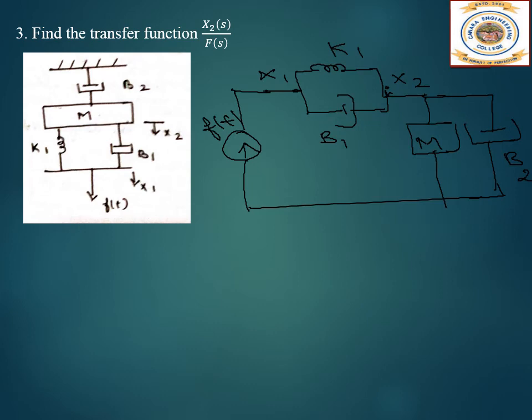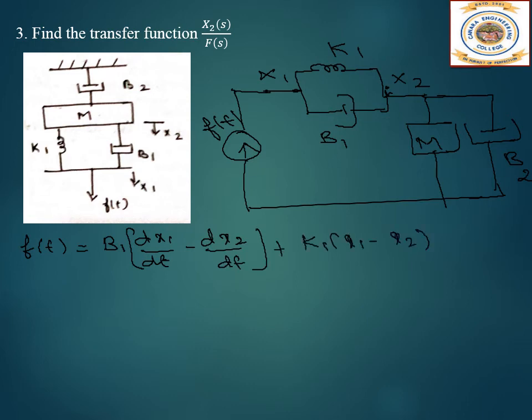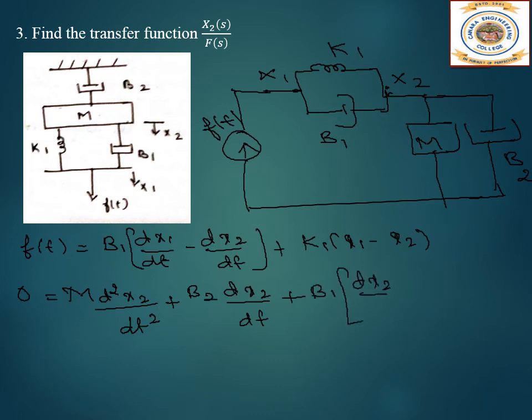Now let us write the equilibrium equations. For node x1, f of t is equal to b1 (dx1 by dt minus dx2 by dt) plus k1 (x1 minus x2). Then for node 2, 0 equals m d squared x2 by dt squared plus b2 dx2 by dt plus, then we take b1 and k1, b1 (dx2 by dt minus dx1 by dt), it is between two nodes, that is why, plus k1 (x2 minus x1). So these are the two equations.